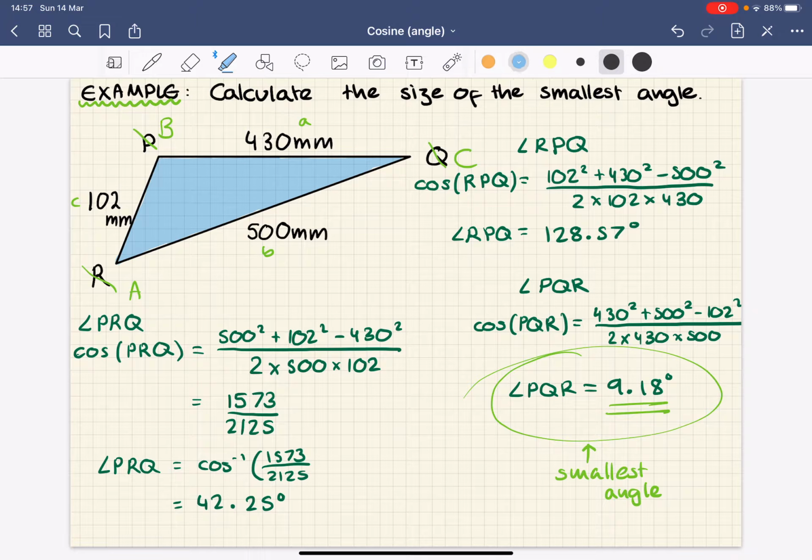Or, in this case, if we think about the smallest angle, the opposite side to it, for my smallest angle, is the smallest of the three sides. So the smallest angle is always going to be opposite the smallest side. The largest angle is always going to be opposite the largest side. So that's one way that you could identify it and go straight into this substitution here, where you just have the smallest side as your A value.